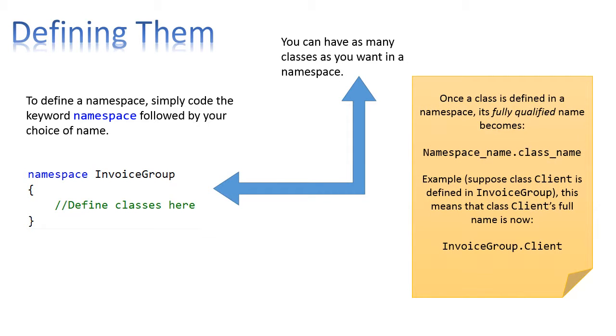Now, once you define a class inside a namespace, the class now actually has a longer name, known as its fully qualified name. In our example, suppose we have class client in the namespace invoice group. The fully qualified name of class client is now invoice group.client.